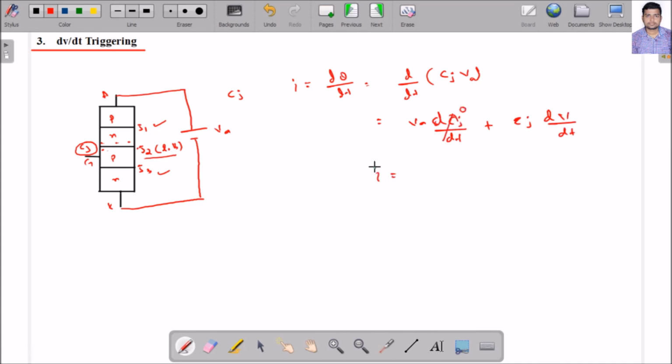Then I equals Cj, the junction capacitance, times dVa by dt. If the rate of change of voltage is high, then the current is high, and it may turn on the thyristor. But it is undesirable, because it may unnecessarily turn on the thyristor when I am not required to turn it on. So dV by dt triggering is undesirable, as it leads to undesirable turn on of the thyristor.